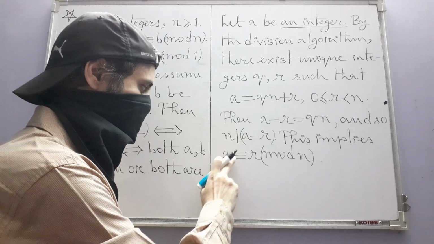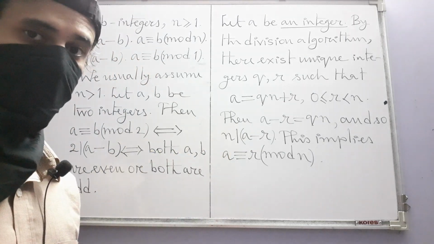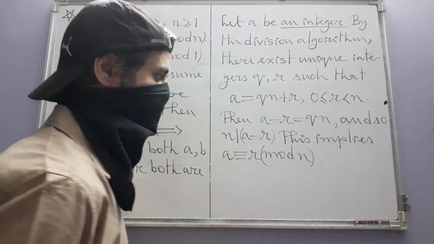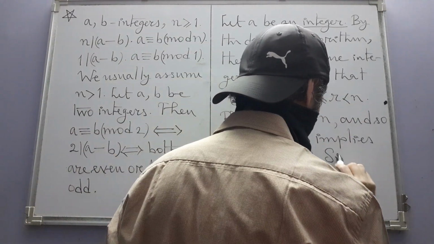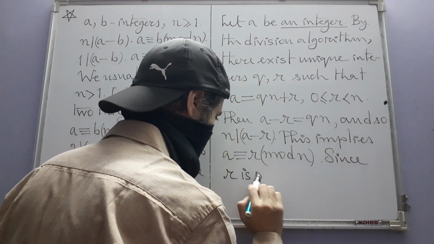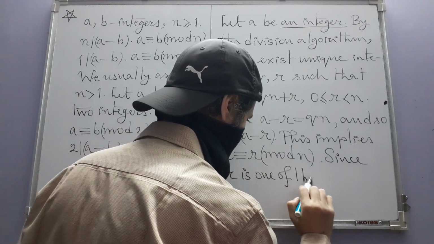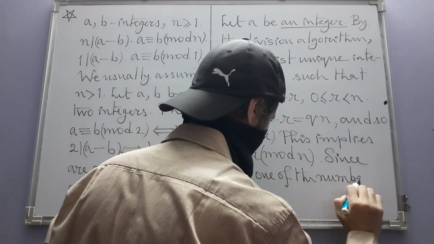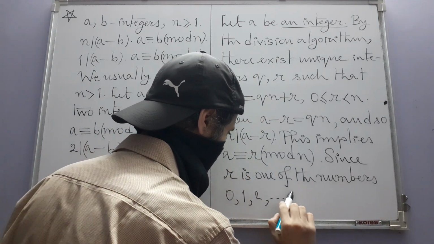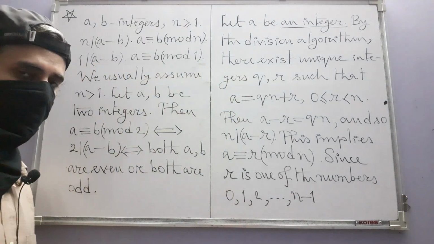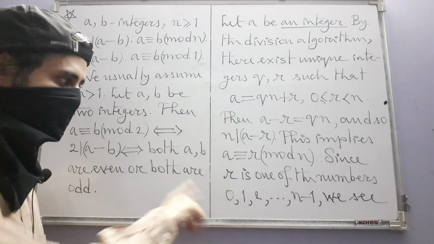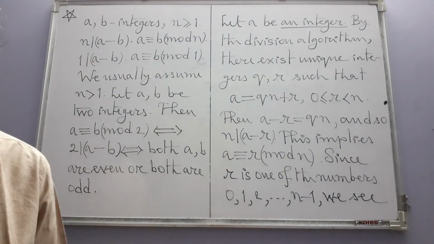Now, there are of course infinitely many possibilities for A. However, R has only finitely many possibilities due to these inequalities. Since R is one of the numbers 0, 1, 2, and so on up to n minus 1, we see that A is congruent to one of these numbers.